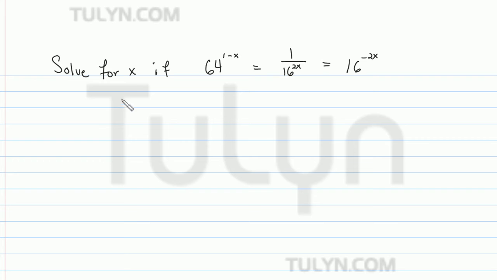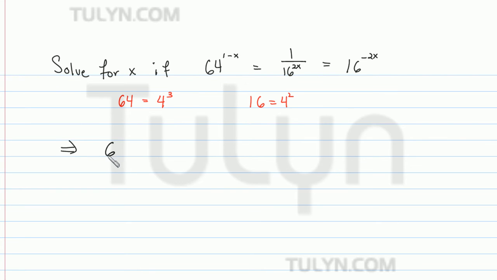And I want you to know that 64 can be written as 4 cubed, and 16 can likewise be written as 4 squared. So these two guys can have a base of 4. So what I want to do is replace the numbers with these base 4 expressions in the equation.